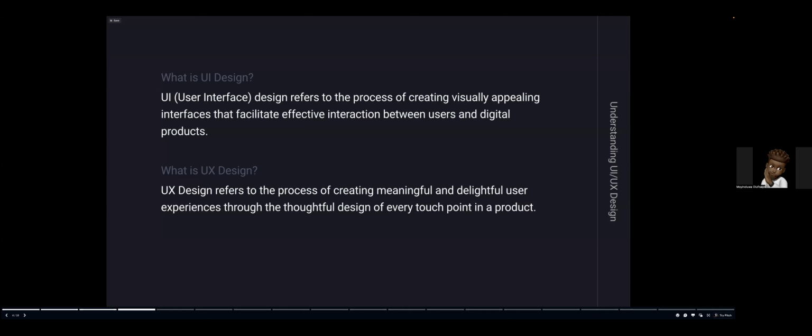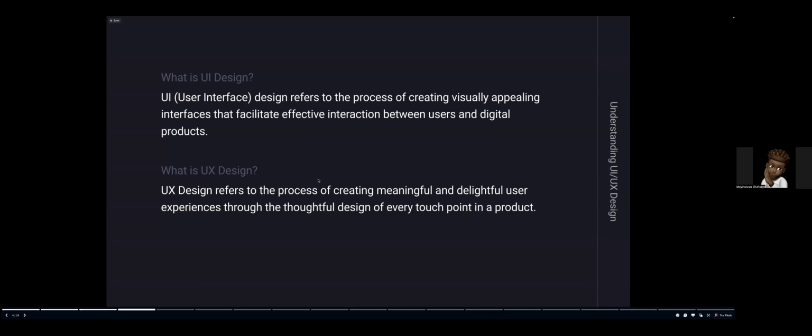Those tiny elements are what make up UI, which we call user interface itself. And so what is UX design? UX design refers to the process of creating meaningful and delightful user experience through the thoughtful design of every touchpoint in a product. So I tell people that UX is what brings the small components we have on our interfaces, the button, the icons, the input field, to life, that makes the application feel alive.